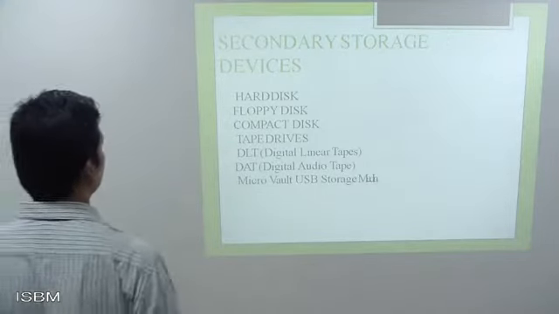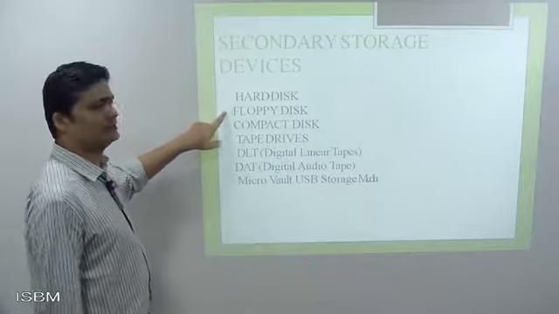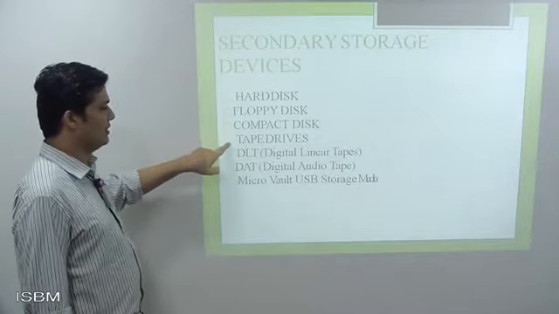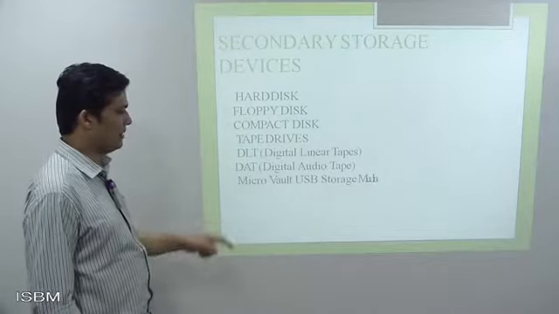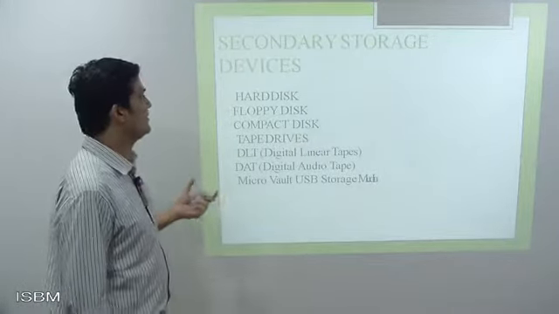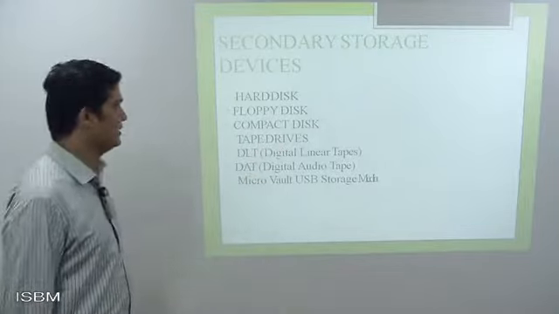Secondary storage devices include your hard disk, floppy disk, compact disk, tape drives, DLT (digital linear tapes), DAT (digital audio tapes), and micro vaults, USB devices. So we will see the hard disk, starting with the hard disk.